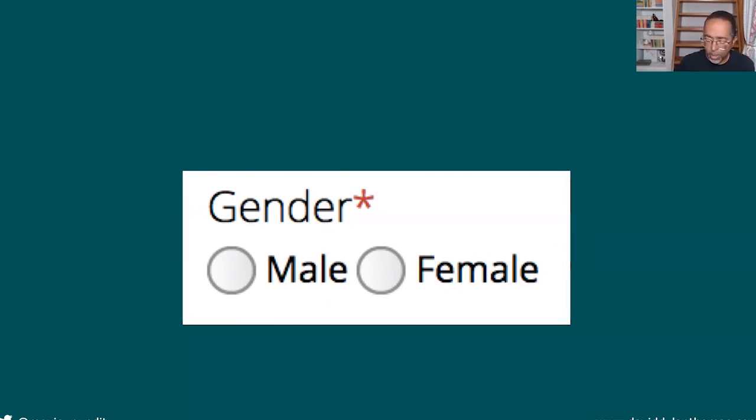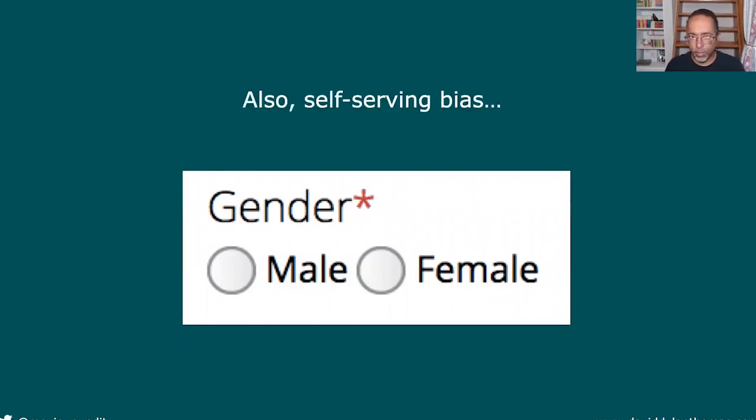By the way, while we're on the topic of asking for personal information, you should know about something called the self-serving bias. Self-serving bias is where if something goes right, that's my fault. If something goes wrong, that's your fault. And we see this play out with humans and computers.